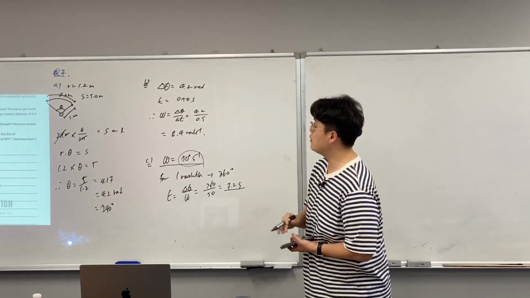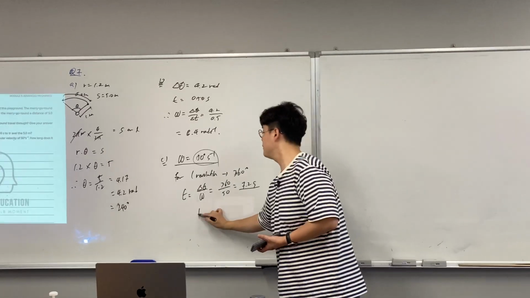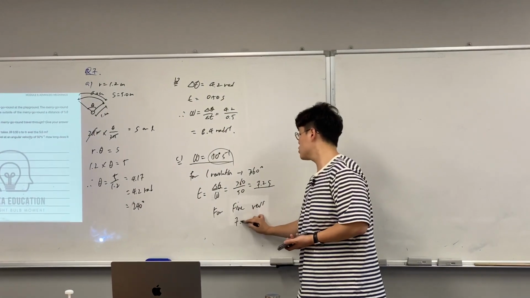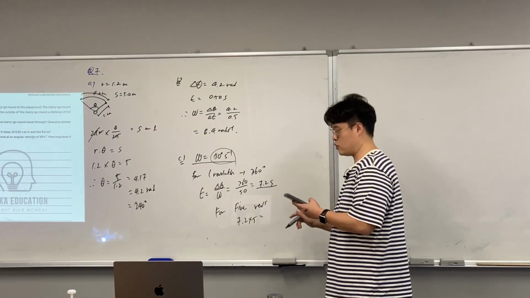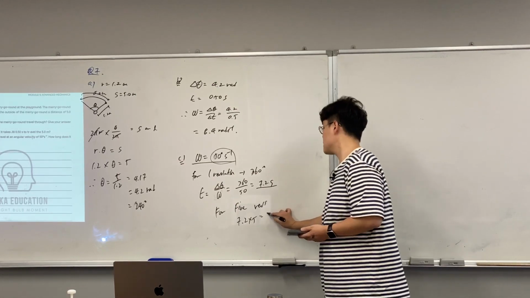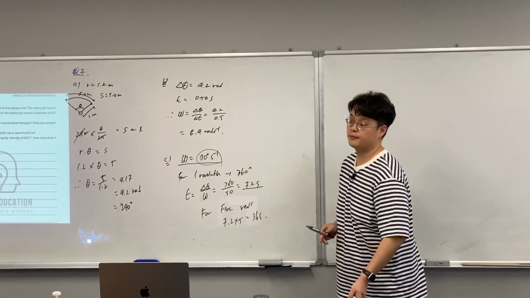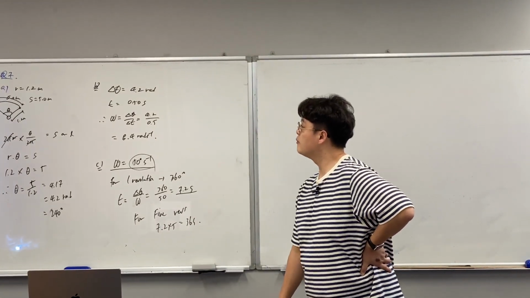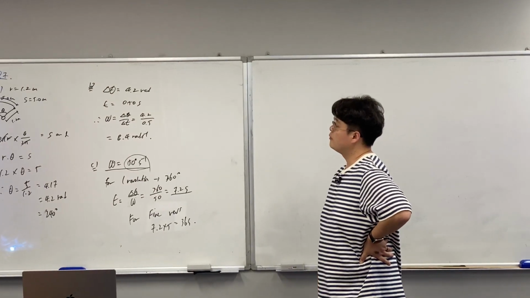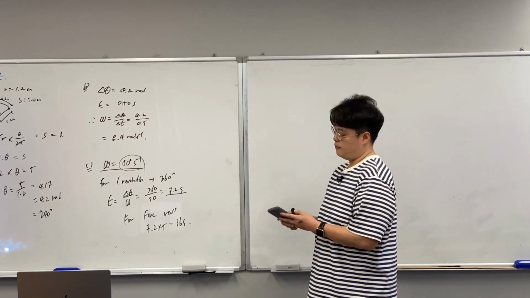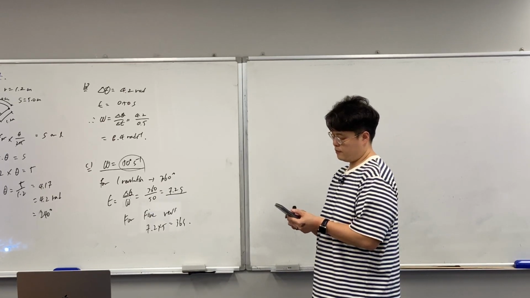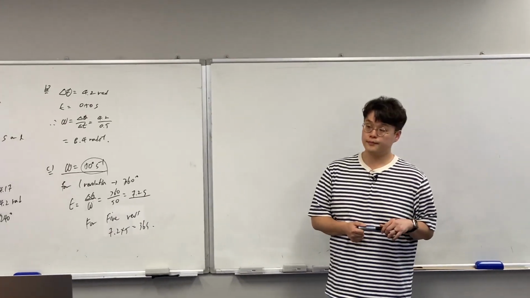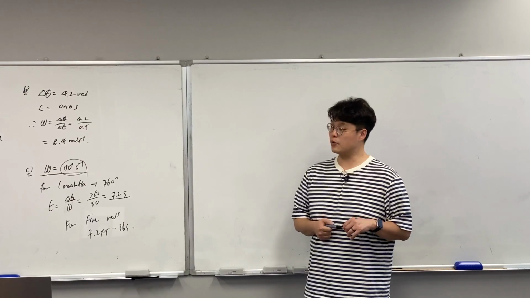Okay, now how long does it take for 5 revolutions? For 5 revolutions, it would be 7.2 times 5, which gives you 36 seconds in total. Yep. Does it make sense to all? Yep, that's how we can solve questions related to angular velocity.